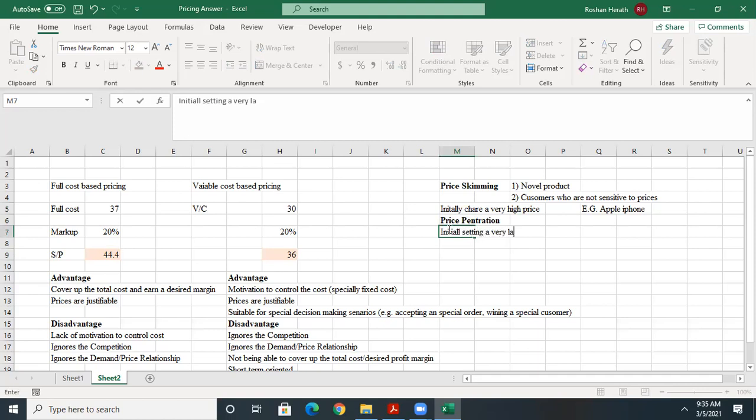Very low price. So maybe you may try to cover up only the variable cost. Initially, you may think about covering up the variable cost. So setting a low price will guarantee that the competitors may not come to that market, so that it may not be attractive for the competitors.